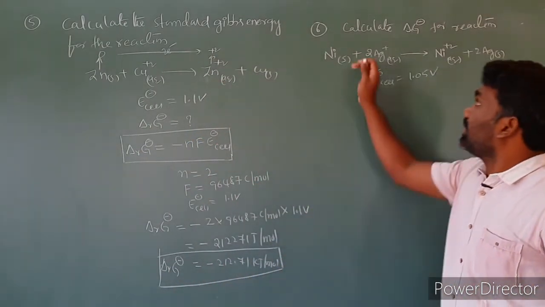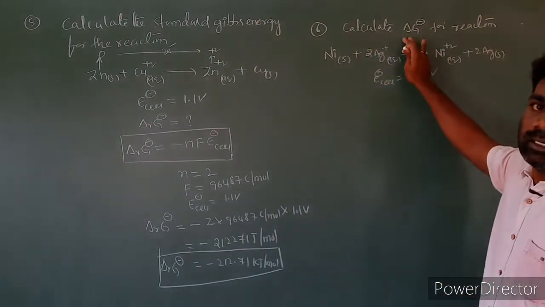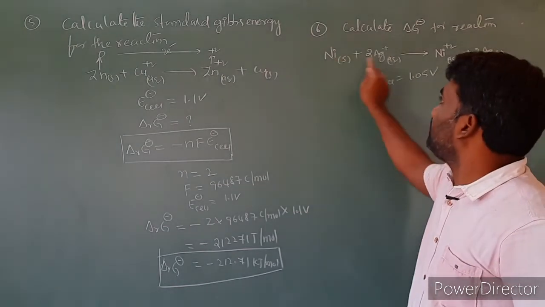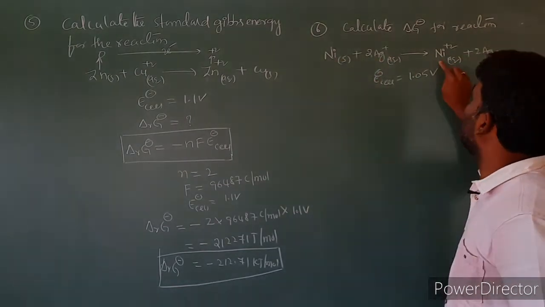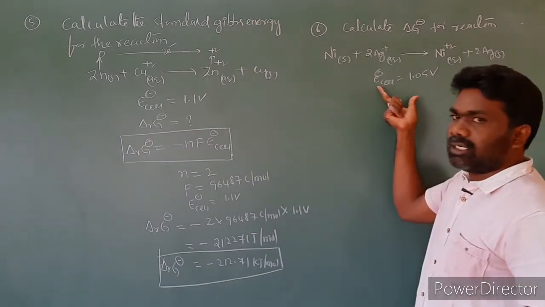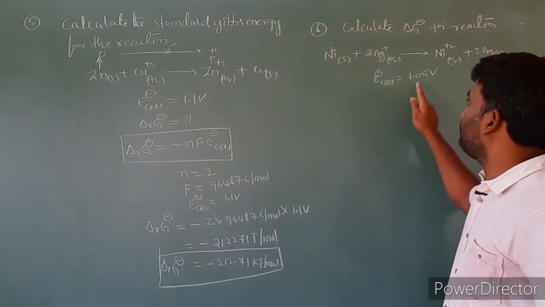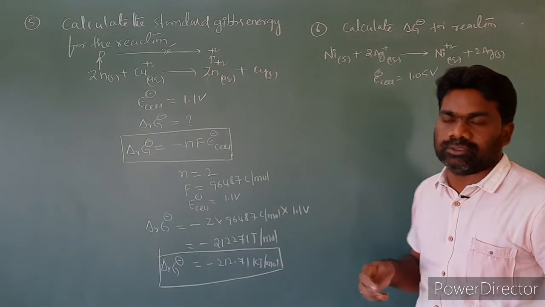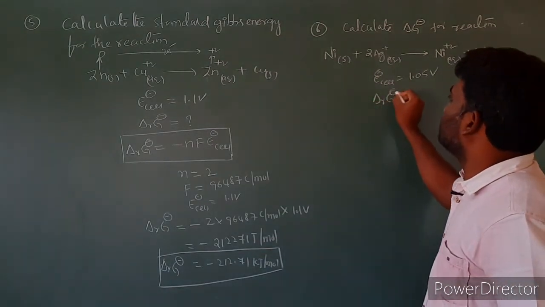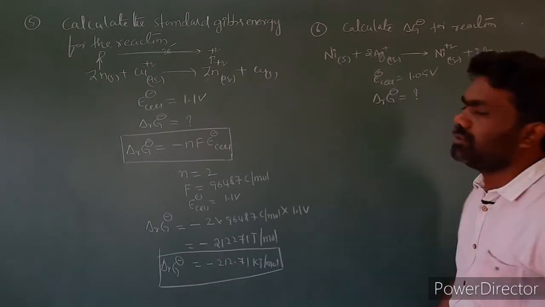Next problem. Calculate the standard Gibbs energy for the reaction. The cell reaction is given: Ni + 2Ag⁺ gives rise to Ni²⁺ + 2Ag. Again the standard potential of the cell is given. How much is given? 1.05 volts. Then what we have to calculate? The standard Gibbs energy.